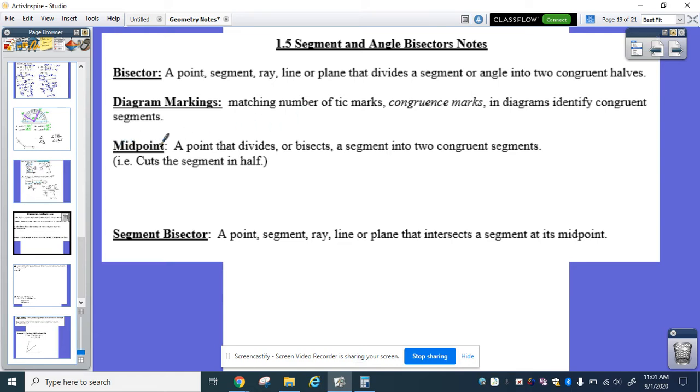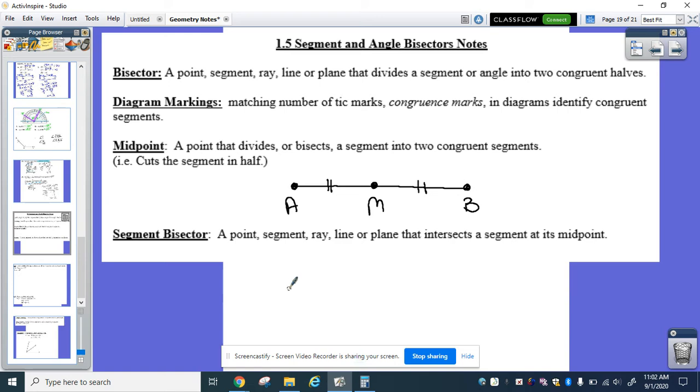So a midpoint, when we talk about a midpoint, we're talking about just a single point. We talked about this previously in a different video. If I have segment AB and I put point M dead center in between these two points, M becomes the midpoint and I create two congruent segments, AM and MB.